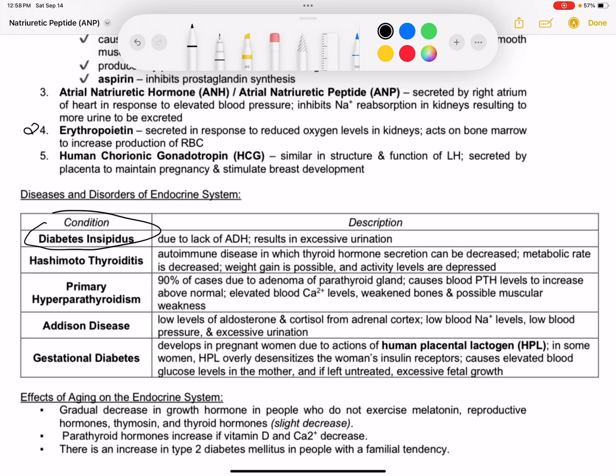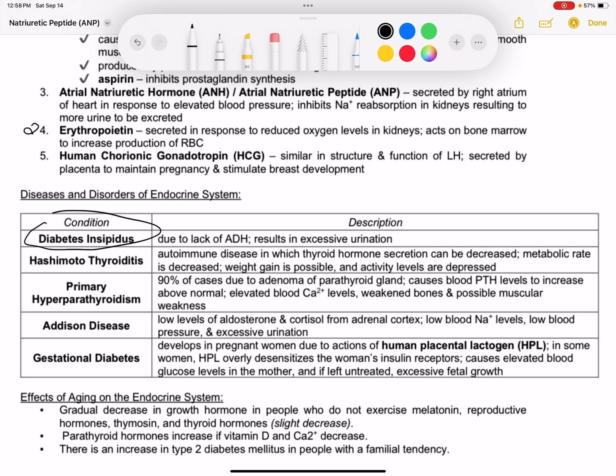Okay? So, Hashimoto thyroiditis, also called Hashimoto disease, is an autoimmune disease in which thyroid hormone secretion can be decreased, metabolic rate is decreased, weight gain is possible, and activity levels are depressed. So, Hashimoto is a hypothyroidism. And primary hyperparathyroidism, in 90% of cases, is due to adenoma of the parathyroid gland, which causes blood PTH levels to increase above normal, elevate blood calcium levels, weaken bones, and possibly cause muscular weakness.